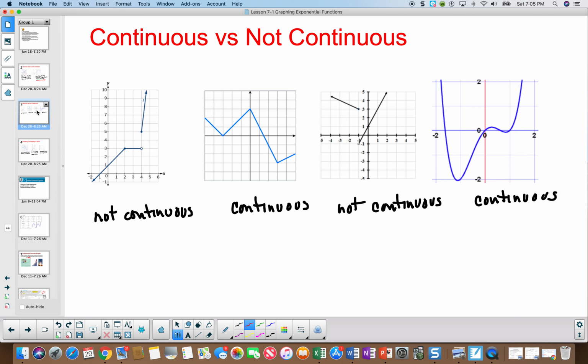Let's take a look at continuous versus non-continuous. This is not continuous because there is a break in the graph. This is continuous because there's no breaks. This is not continuous because we can see there's a break. And over here, polynomials are continuous functions.